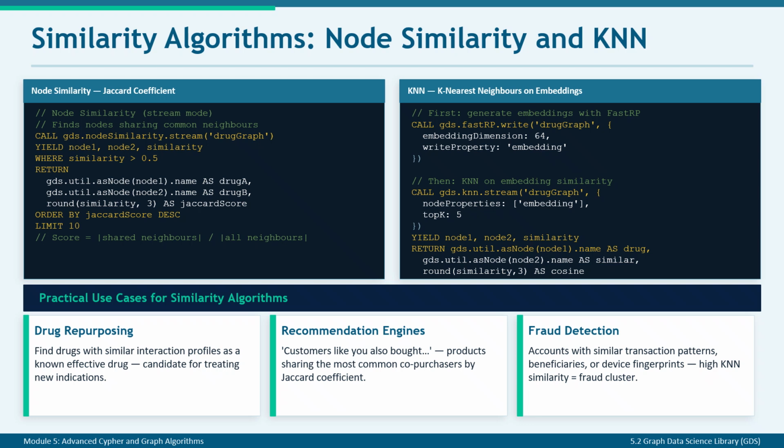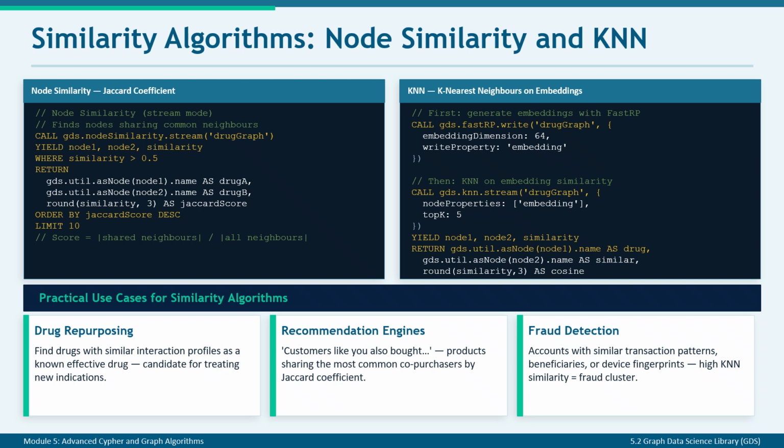The formula is the number of shared neighbors divided by the total number of distinct neighbors between the two nodes. A score of 1 means identical neighborhoods. 0 means no overlap at all. We're filtering to only return pairs with similarity above 0.5, a useful threshold to avoid noise.